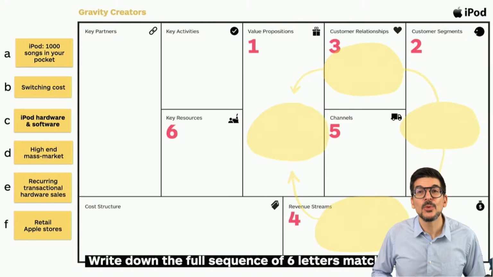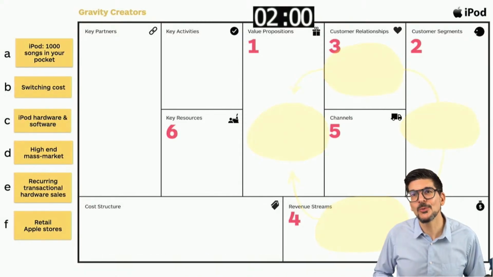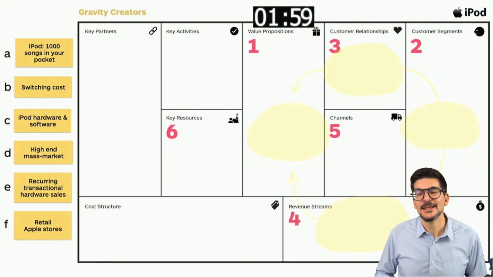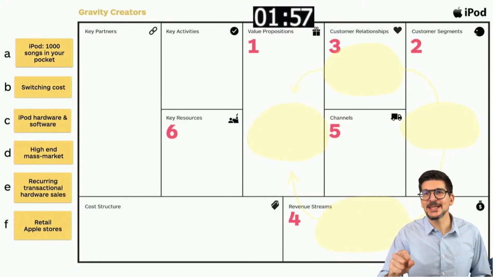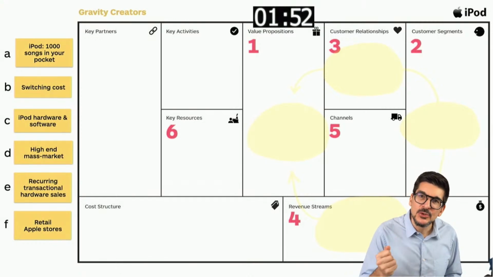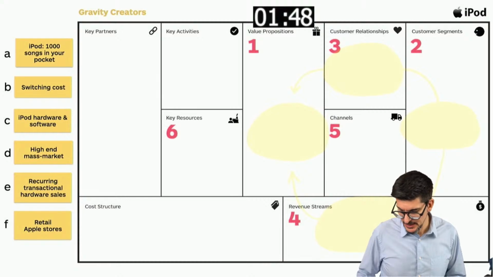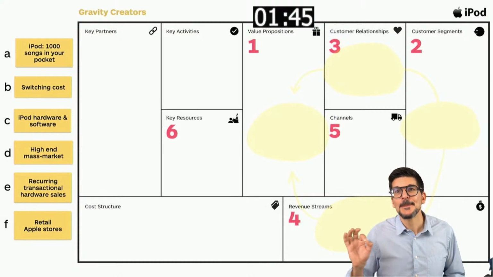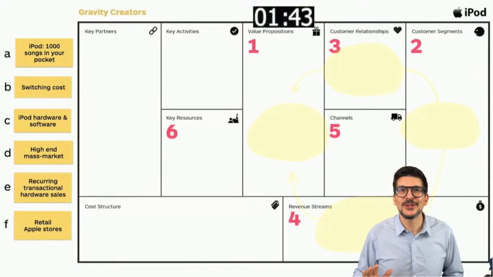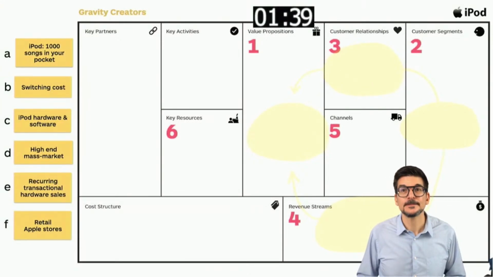So come up with the sequence of letters, which sticky notes go with which number, and I'll give you 2 minutes to do that. So please work, because I know you're going to have fun learning this, to map out just a little part of the business model of the iPod. I'm going to give you 2 minutes, and I'm going to be quiet so you can focus on doing the exercise. And then after that, I'll give you the solution.